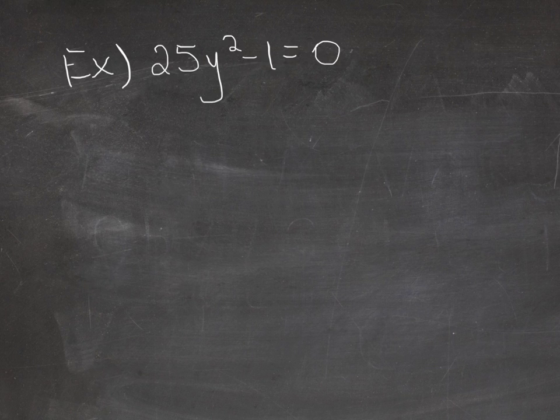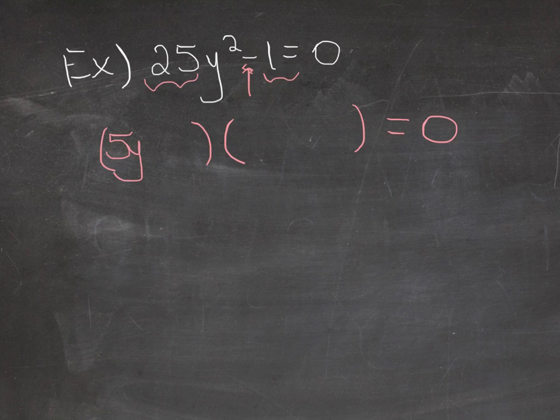So 25y squared minus 1 equals 0. I just changed the variable, it doesn't matter, it can be anything. Here I have 25 as a perfect square, I have 1 as a perfect square, and I have a difference, a subtraction. So I can factor this one, no problem. The square root of 25y squared would be 5y, so 5y in each one. Square root of 1 is just 1. And then difference of squares, so one bracket gets a plus and one gets a minus.